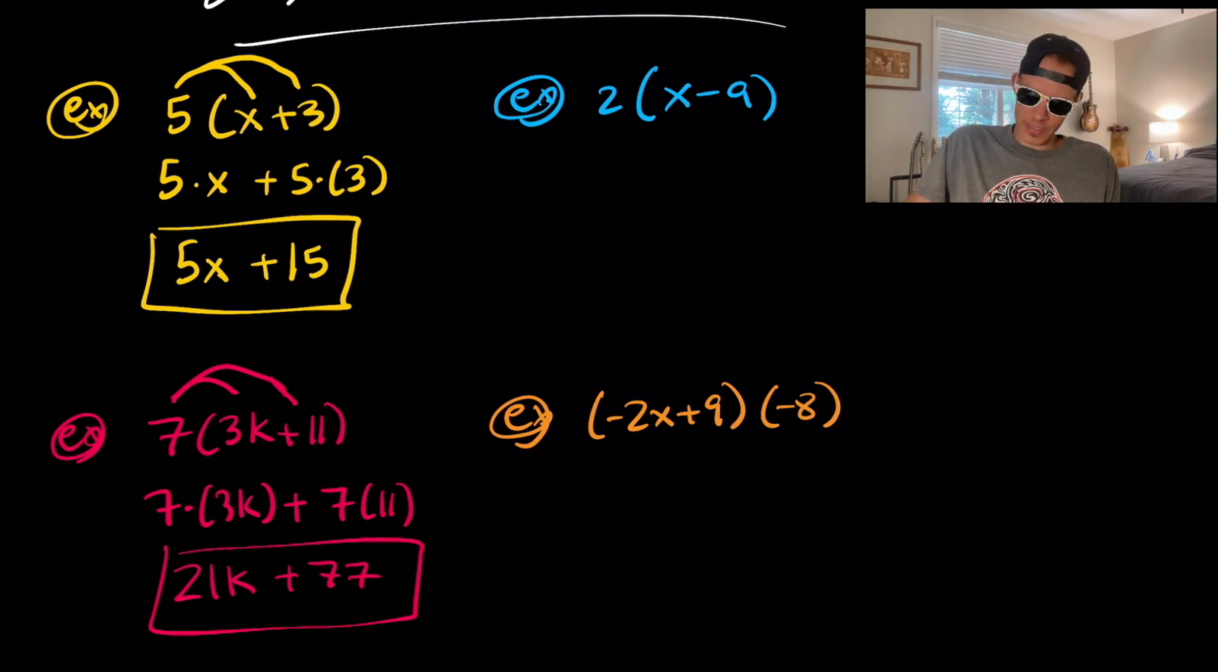2 times x minus 9. Again, just distribute the 2 in. 2 times x is 2x. And then 2 times negative 9 is negative 18. So I'm just going to stick a minus 18 there.